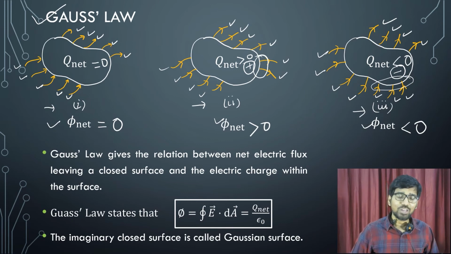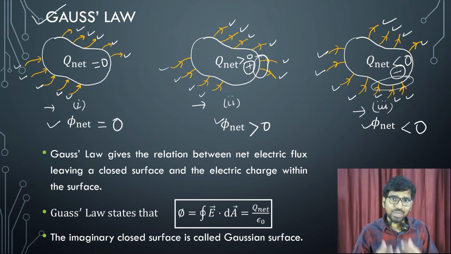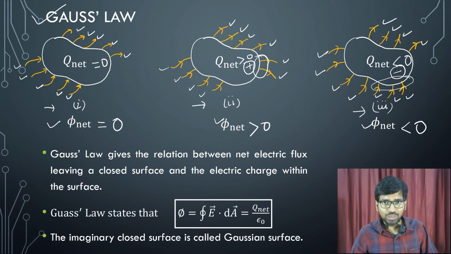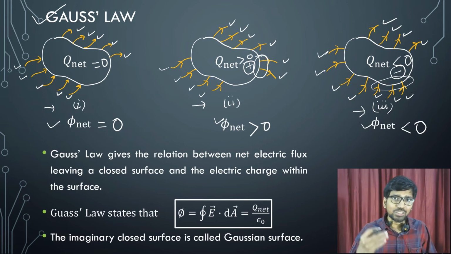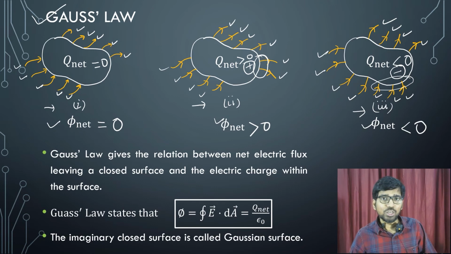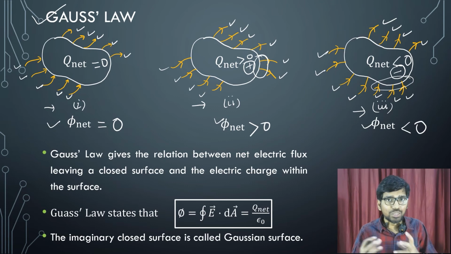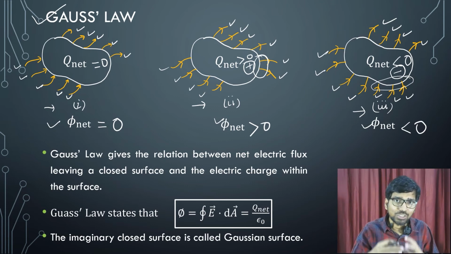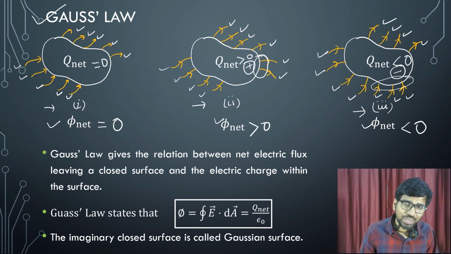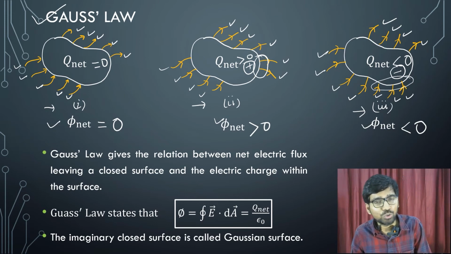Fine. So what have we learned? We have learned that if net outward flux from a closed surface area is 0, the net charge within that surface area is also 0. If net outward flux leaving a closed surface area is positive, then the net charge contained in that surface area is also positive. And quite the contrary, if the net outward flux leaving a surface area is negative, then the net charge within that surface area is also negative. This is what Gauss law is. Gauss law gives us a relationship between electric flux and the charge contained within that closed surface.